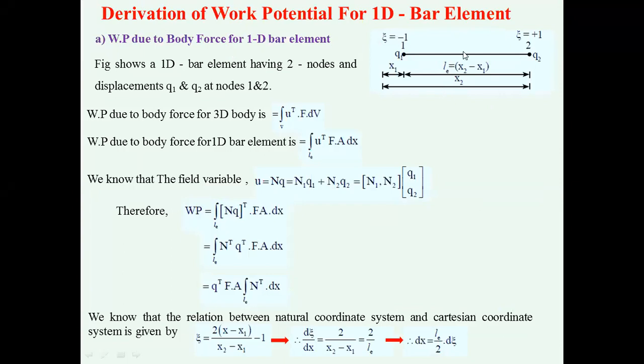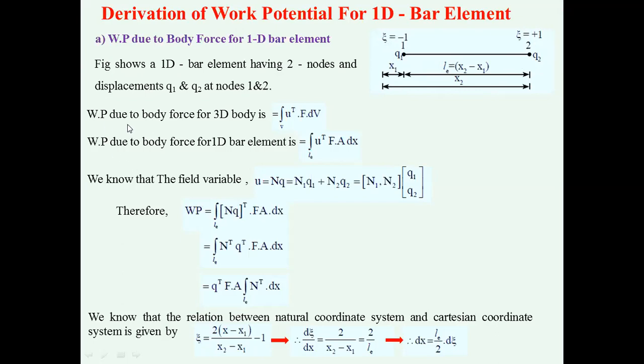So consider a two-noded bar element having displacement q1 at node 1, displacement q2 at node 2. Let node 1 be located at a distance of x1 from the origin and node 2 be located at a distance of x2 from the origin. In natural coordinate system, node 1 is located at a value of zeta equals minus 1 and node 2 is located at a value of zeta equals plus 1.